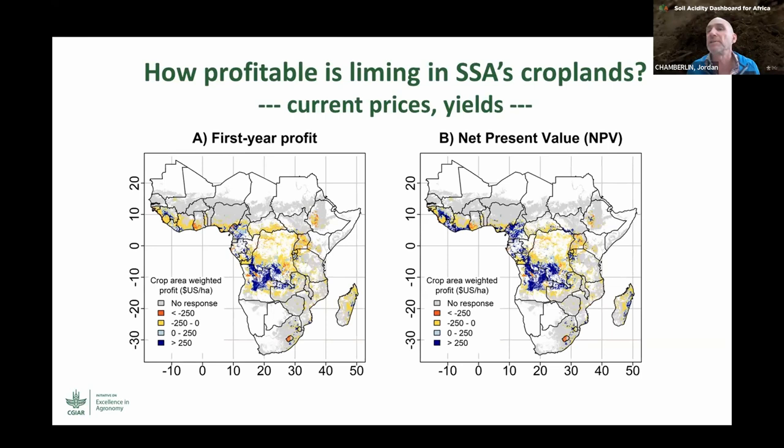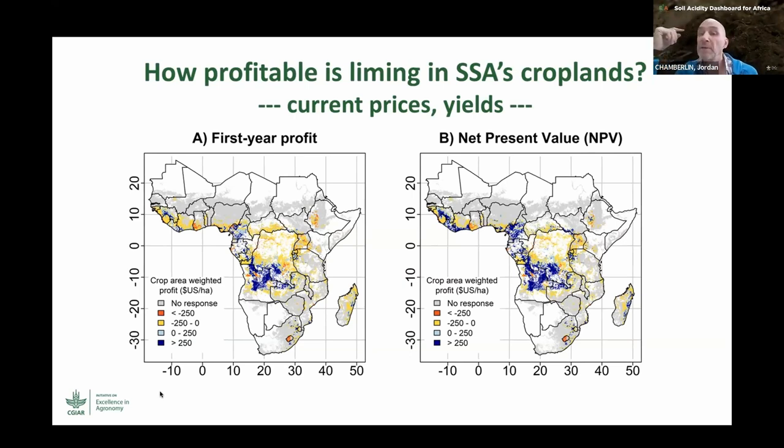So using an assumption that we can deliver lime at $100 a ton, which is a good starting point, that's roughly in line with actual costs, and assuming that the farmers that we're providing lime to are getting average yields, right? So this is roughly 2 tons per hectare in maize and similar levels of productivity in other crops. Well, the situation doesn't look super great, right? There's not a whole lot of areas where we think that there's an a priori basis for building a lime market on the basis of those profits, as you can see in the map on the left.